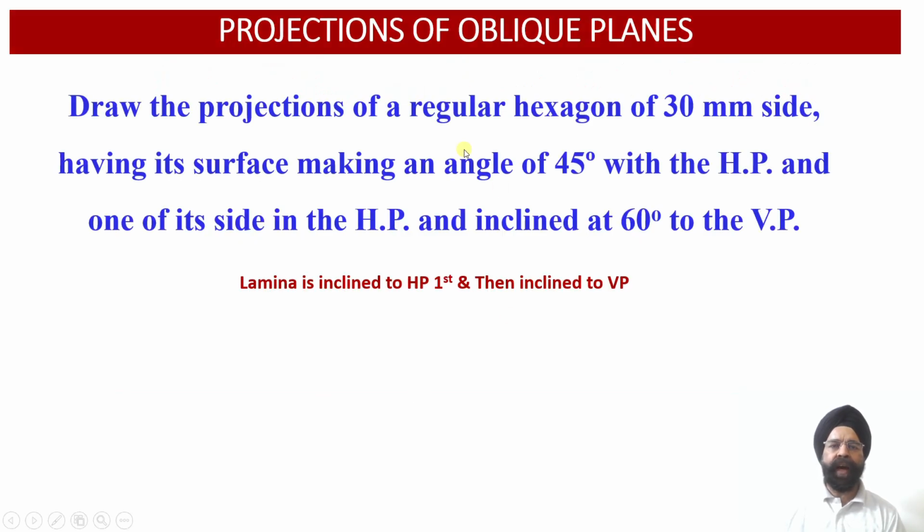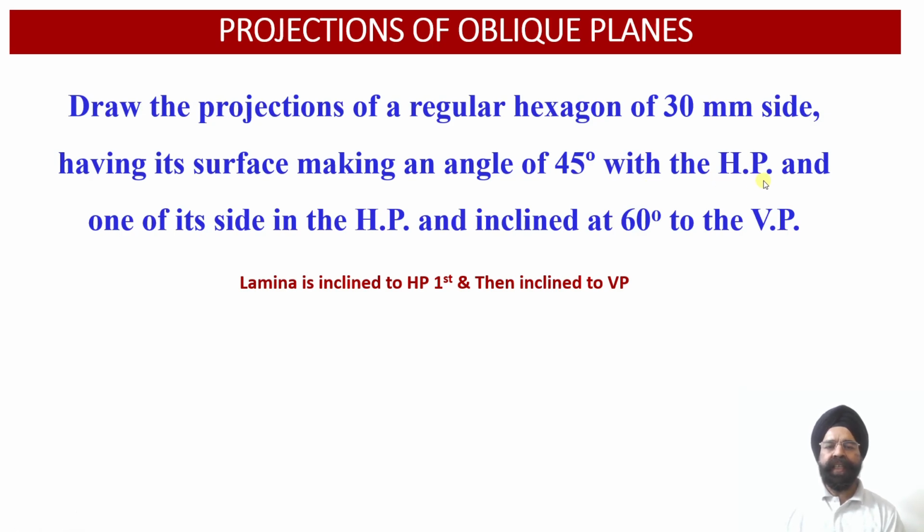Now here we are required to evaluate the projections of the oblique plane, which happens to be inclined to the reference planes, the horizontal plane as well as the vertical plane. So now we have a regular hexagon having h equal to 30 millimeter, and the surface of this regular hexagon makes an angle of 45 degree with respect to the horizontal plane.